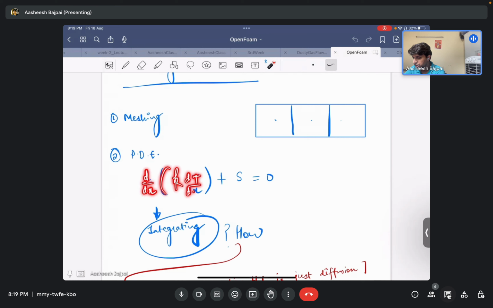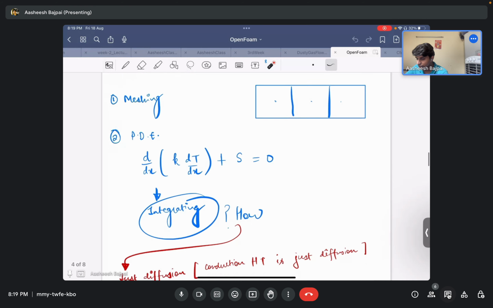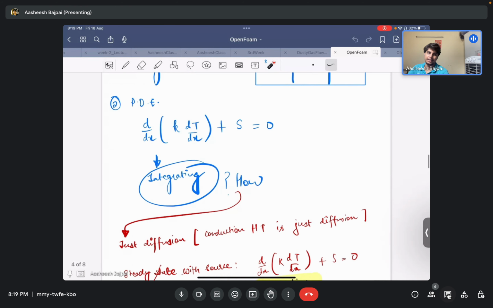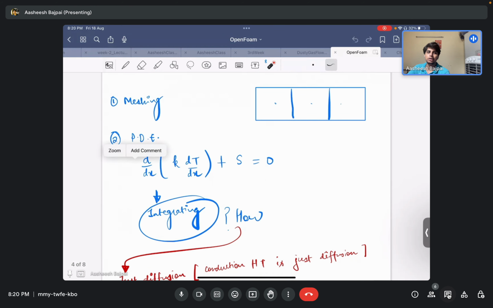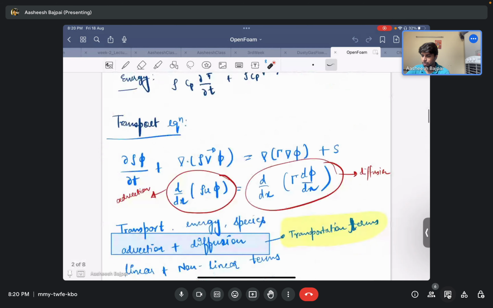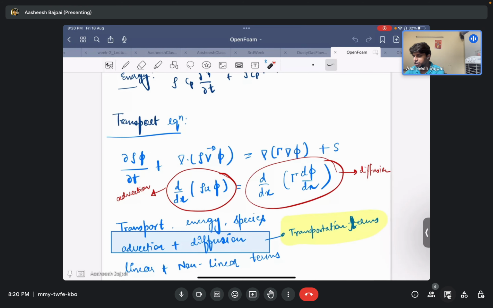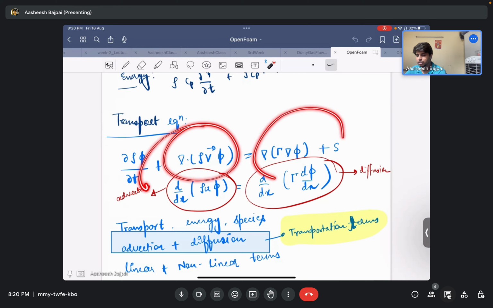It's a Fourier law basically, with source term. So it's called a 1D heat conduction equation, and we need to integrate it for every section. Okay. So it's the part where diffusion only is occurring, not any advection term is occurring. So in this term, in transport equation, I explained that there are two terms. One is advection, one is diffusion.